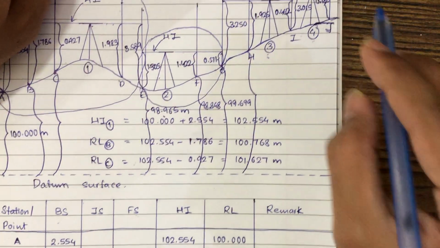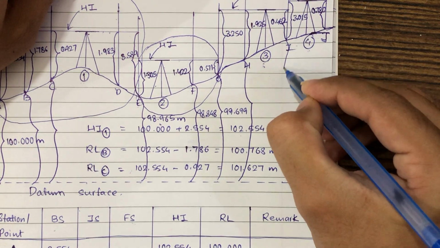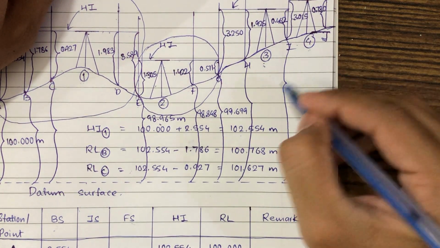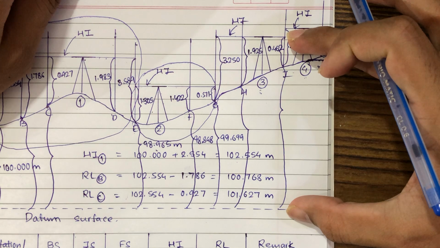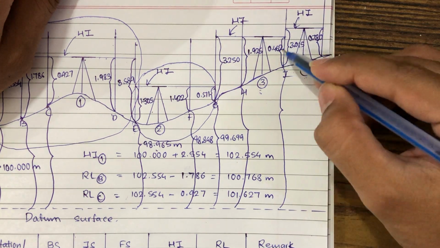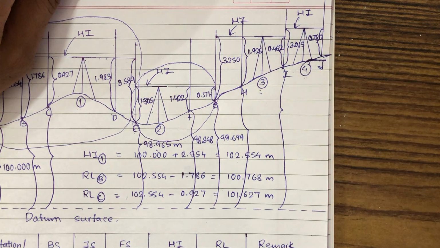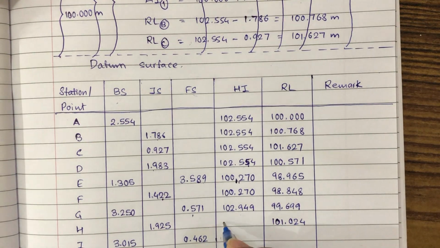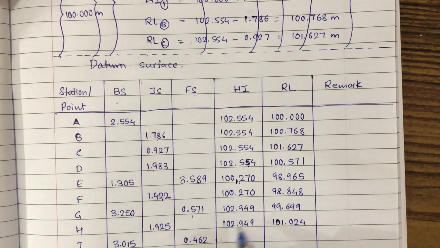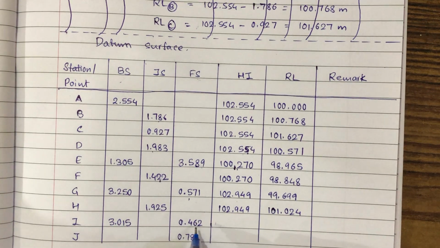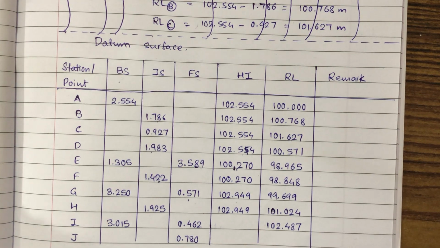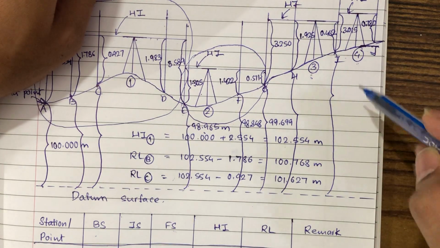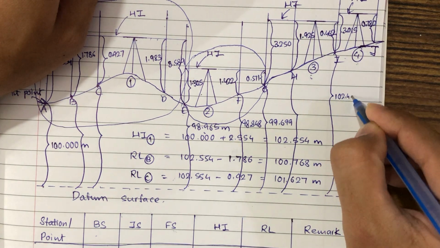Okay, now we need to find the RL at this point I. The RL of this point I has to be determined. HI is given, so from this HI minus 0.462, you will get the RL at this point I. So 102.949 minus 0.462. This value comes out to 102.487. Okay, so this is 102.487.